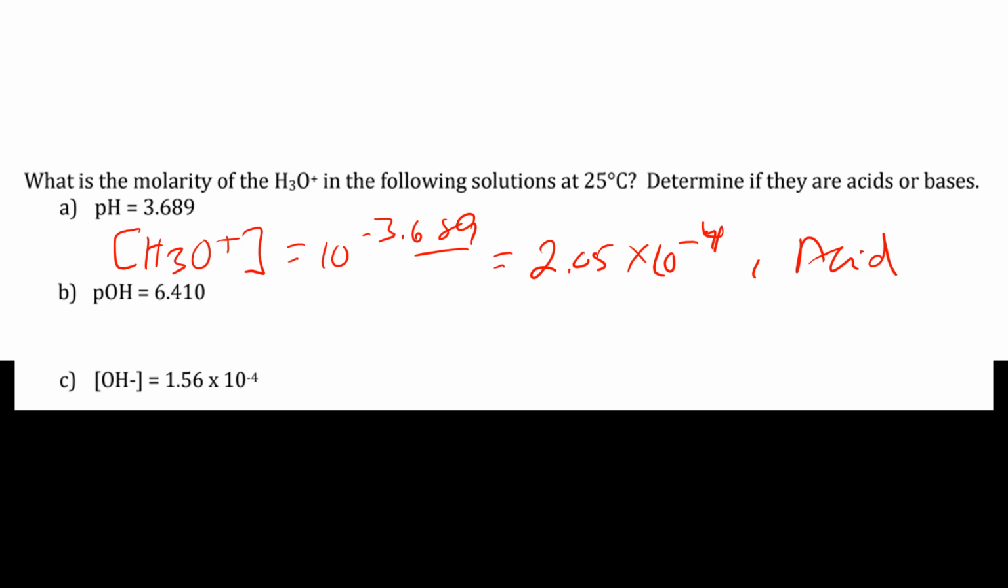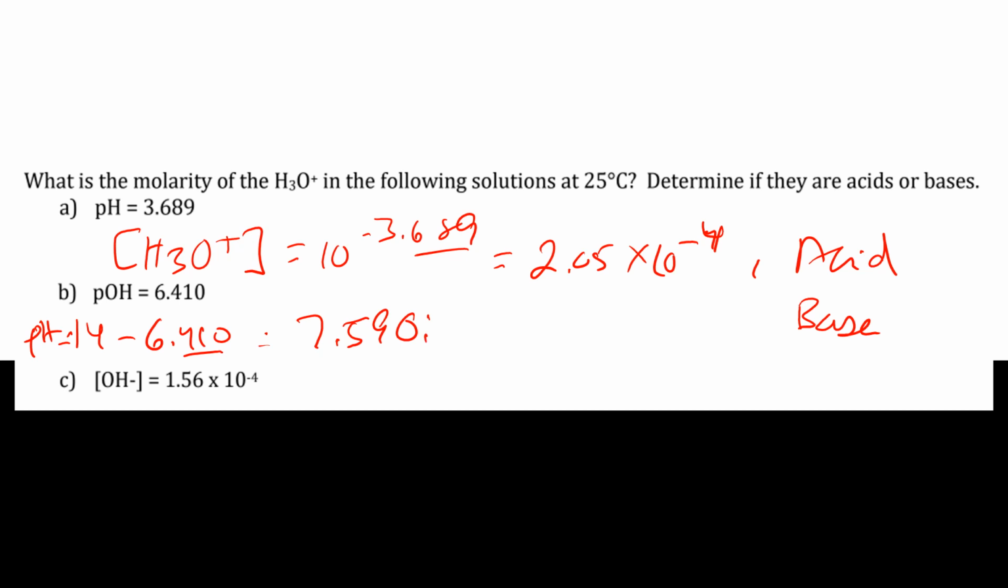My pOH is 6.410. So to find the pH, it's 14 minus the pOH. 14 minus 6.410. This is 7.590. 3 sig figs at the end. So this is a base because my pH is above 7.